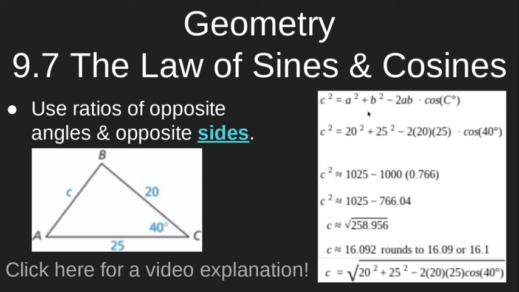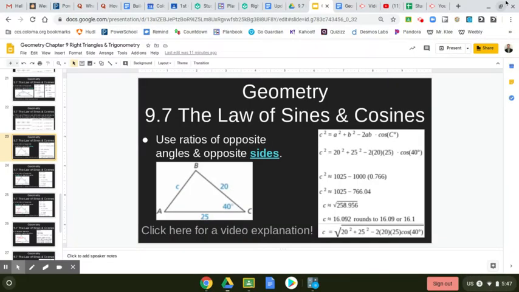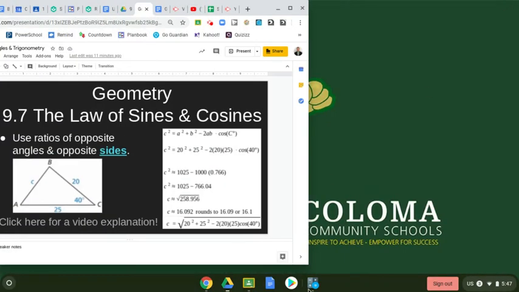It's commutative property of addition, but you need to be doing a 20 squared and a 25 squared and adding them and getting 1025. Use a calculator because that's not simple. And then 2 times A times B, so 2 times 20 times 25, make sure it's a negative. You'll get negative 1000. And then getting cosine of 40. This is where I'll split screen us and jump to my calculator.